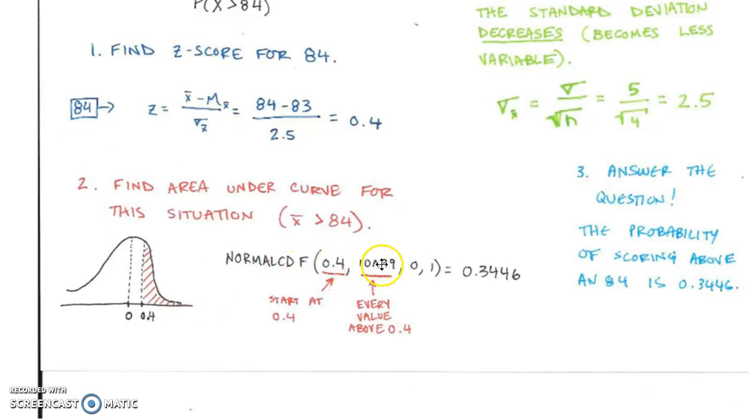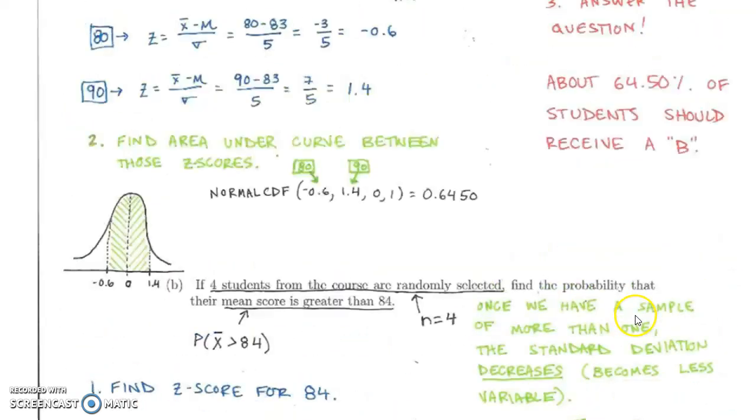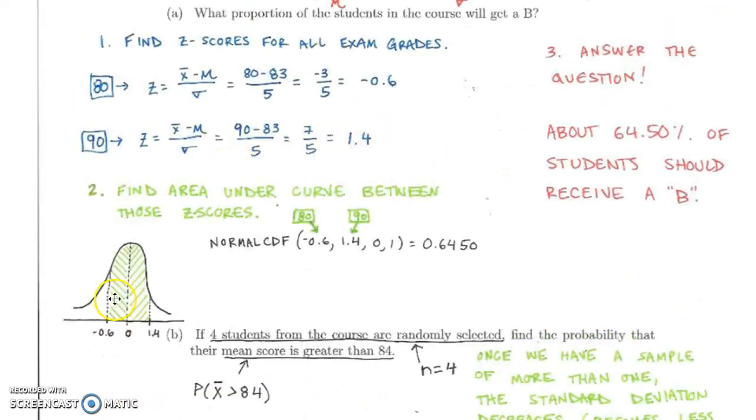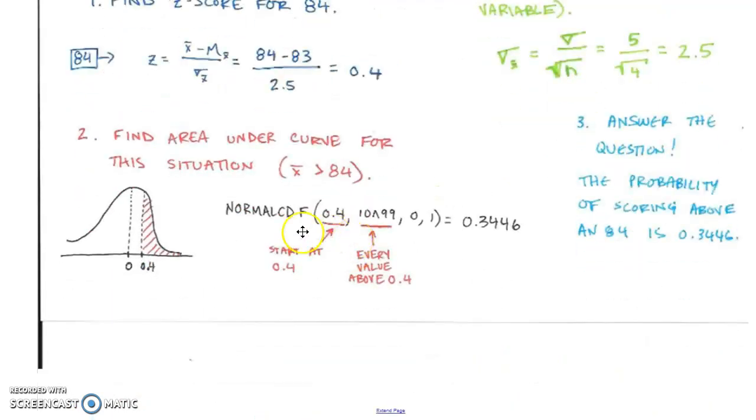We use normal CDF. I just showed you that calculation on the calculator, so I'm not going to show you again. 0.3446 is our answer, and that means the probability of scoring above an 84 is 0.3446. There are 2 differences between the previous problem and this problem. In the previous problem, we were given a lower bound and an upper bound, so we found the area between those 2 things. In this case, we were given a lower bound, and we want to go up to infinity. Calculator doesn't do infinity too good, so we use 10 to the 99th power.